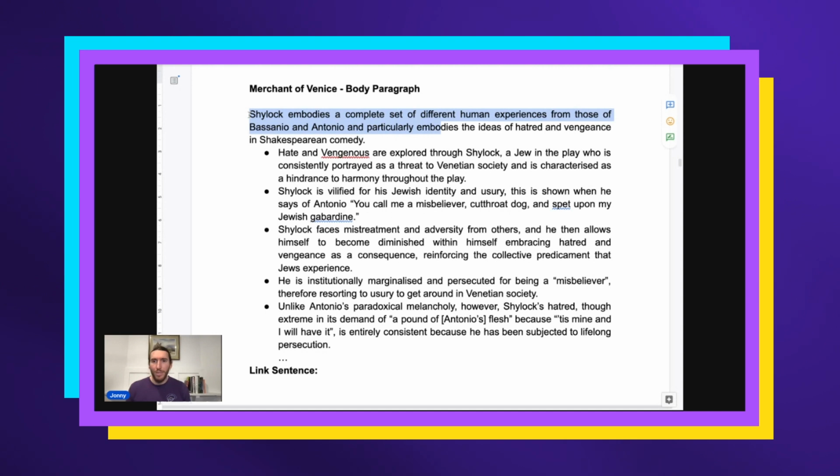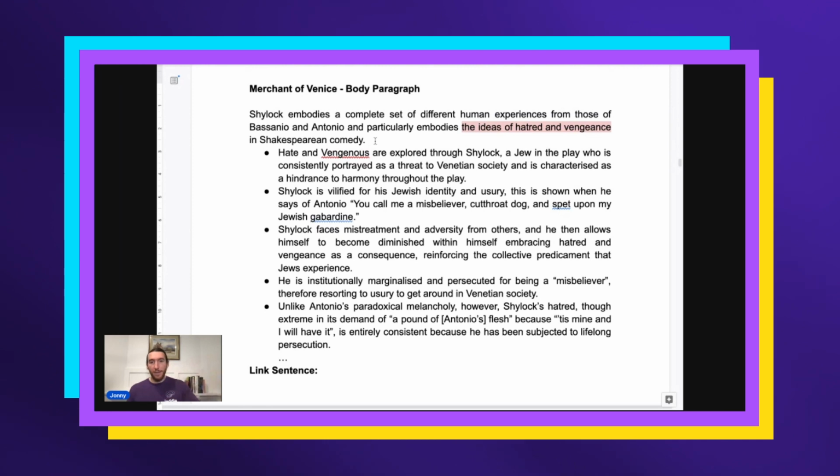Shylock embodies a complete set of different human experiences from those of Bassanio and Antonio. So very specific character references, not always a bad thing, and particularly embodies the ideas of hatred and vengeance. Look at that, the ideas of hatred and vengeance. We don't like that because it's just listing, and you're also telling me about ideas. I know there are ideas in this play.